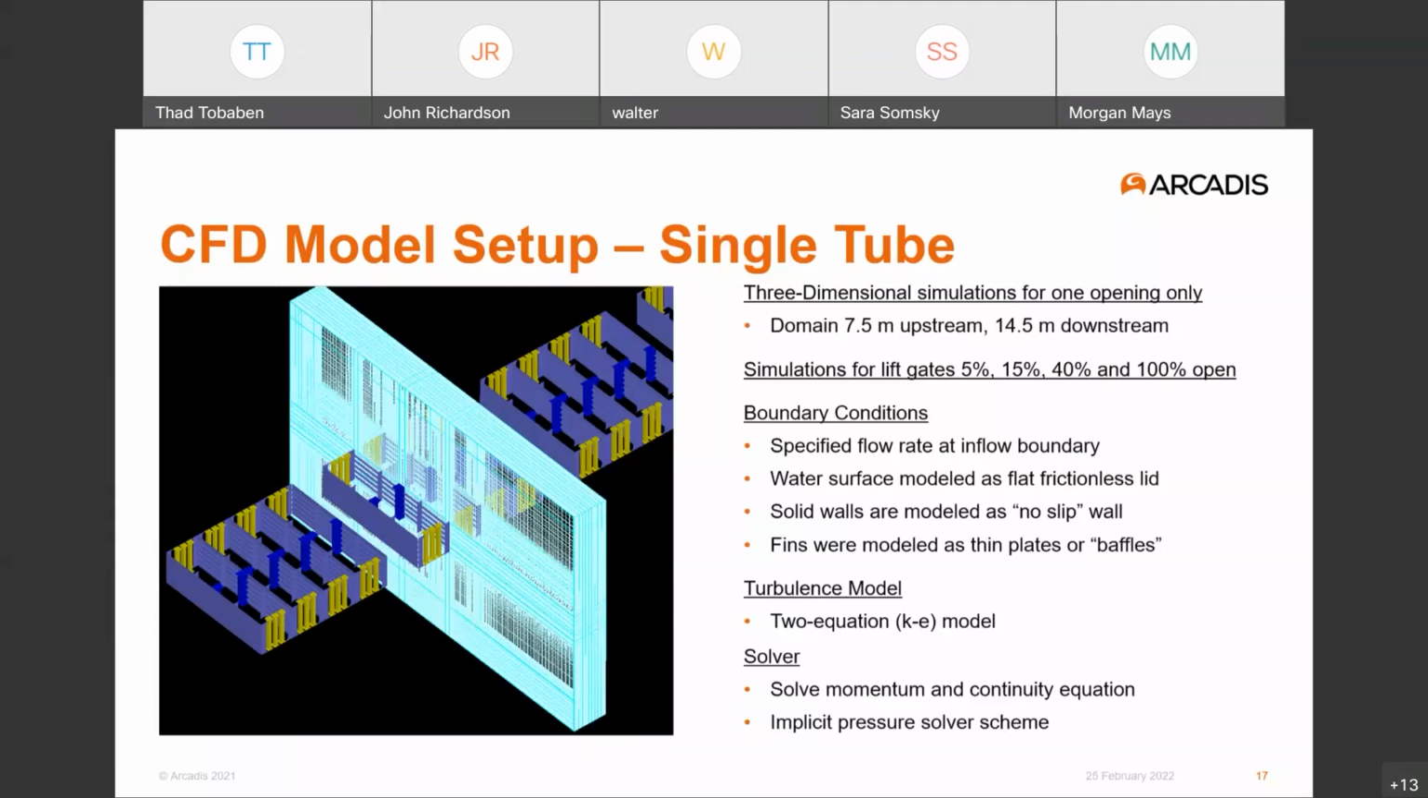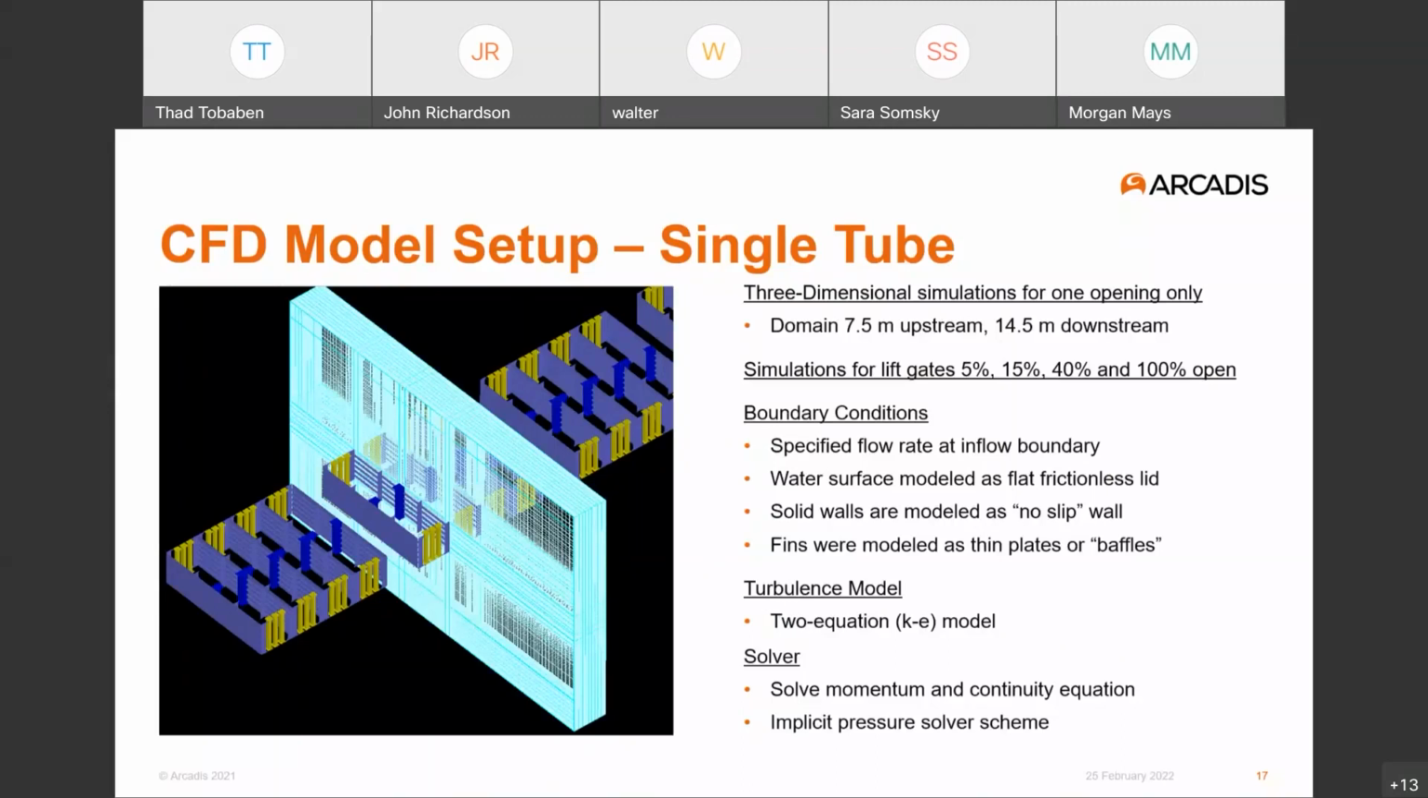I guess just a couple things to point out. The simulations were carried out for one opening only, and in order to simulate the flows entering and exiting the tube properly, it's necessary to move the boundaries away from those openings a certain distance. And so on the upstream side, the upstream boundary where flow would enter the computed area, that was 7.5 meters upstream from the face of the door. And on the downstream side, it was about double that.